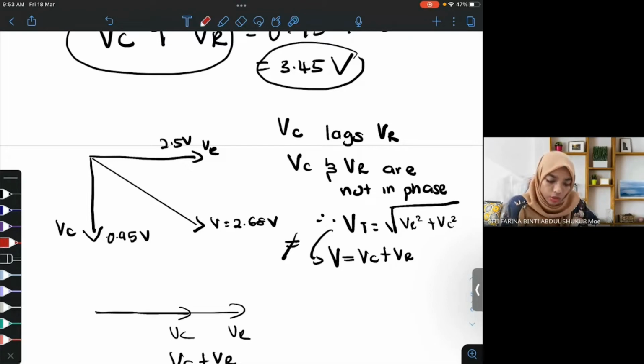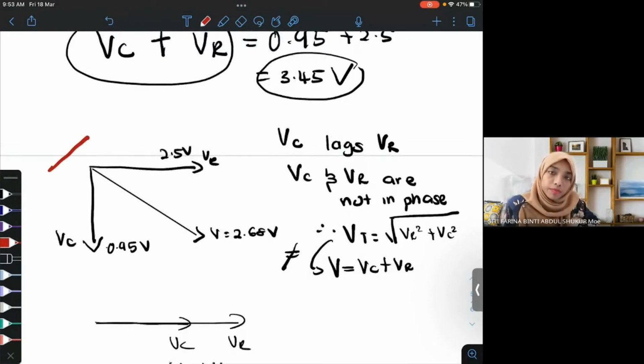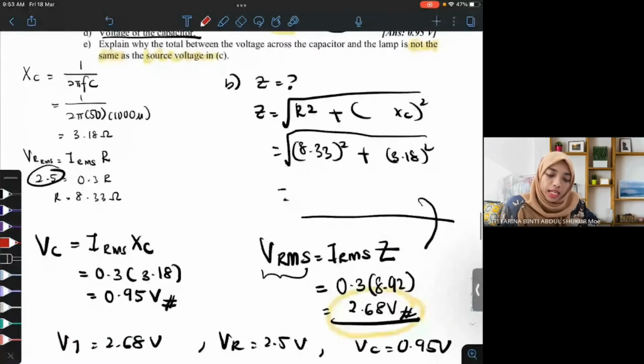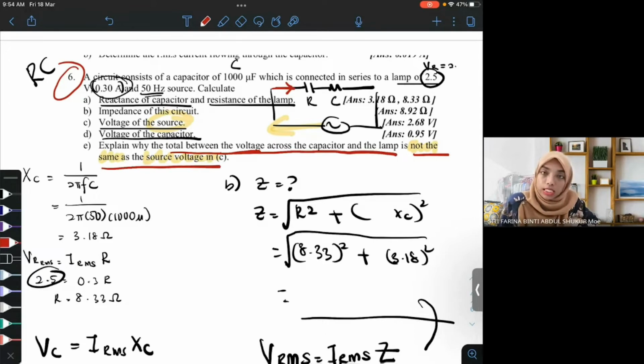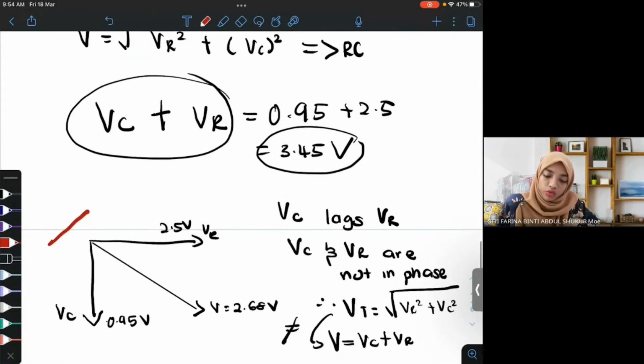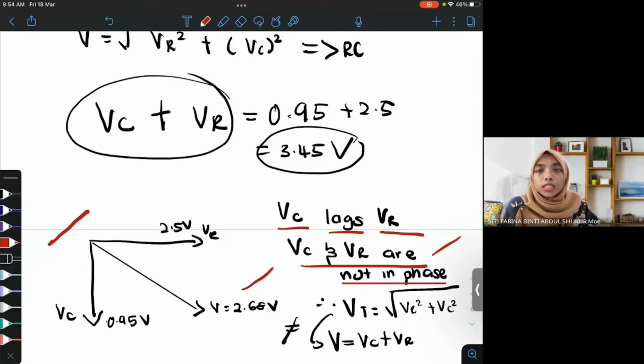Okay, the keyword to answer this question is that you must show the phasor diagram. First we have to explain: the total between the voltage across the capacitor and the lamp is not the same as the source voltage in C because VC lags VR, VC and VR are not in phase. This must be there, so this is the answer. So you can get full marks for your explanation here. Is everything clear?